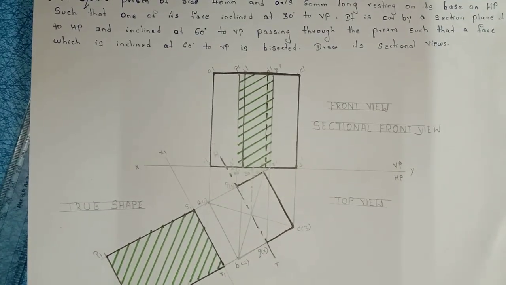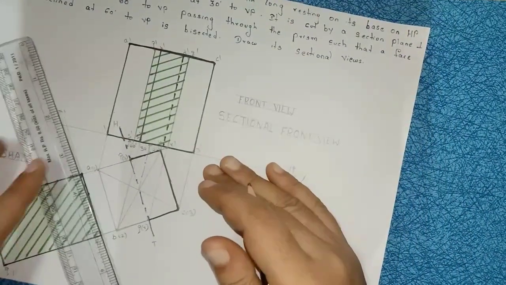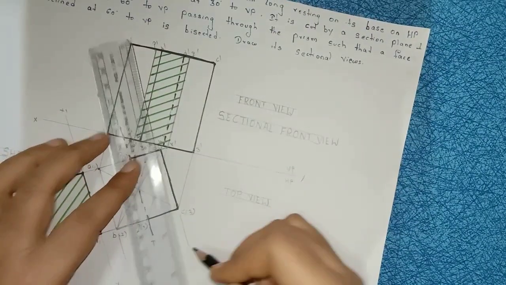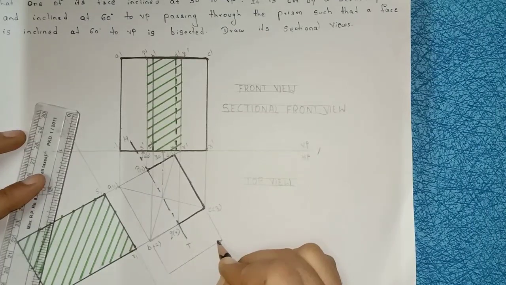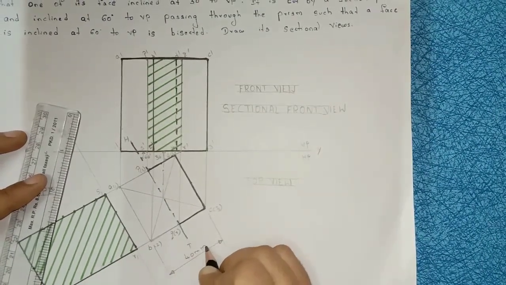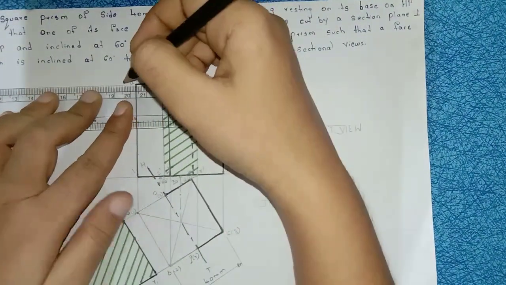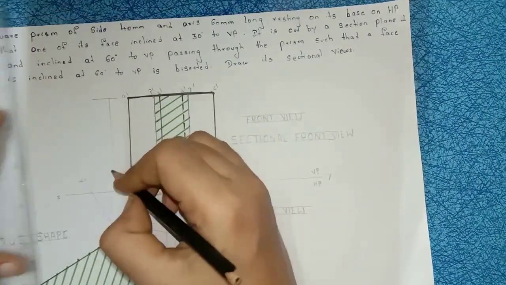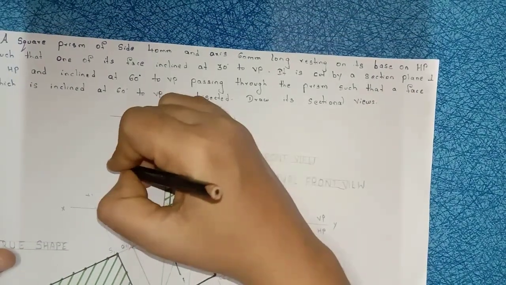Right, so in this question they mention the dimensions also, no? Length of the square is 40 mm. So draw the extension line of the square and mark the dimensions here. This is 40 mm. Right, and axis height is here 60 mm.